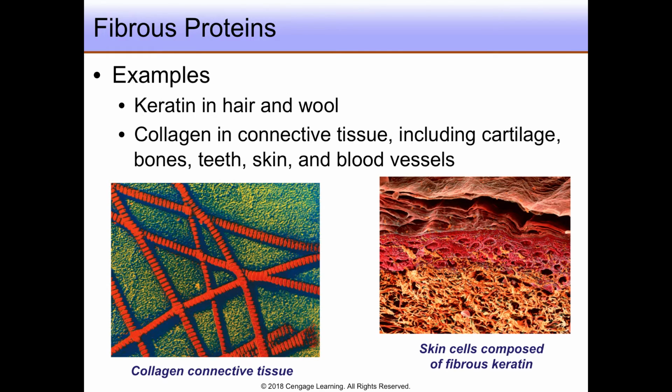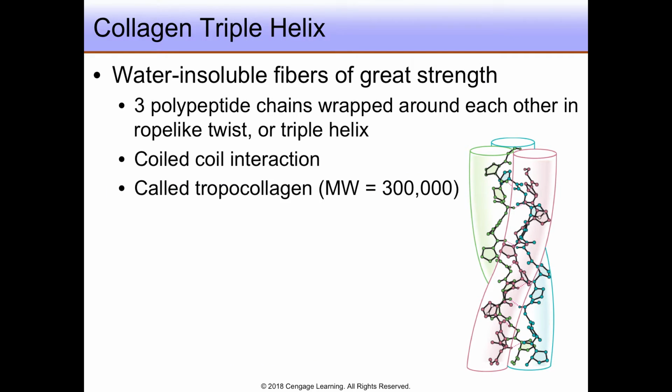Examples of fibrous proteins include keratin protein, that is a part of hair and wool and skin. Collagen is a fibrous protein that is part of the connective tissue of bones, teeth, and skin. In the figure on the left, you can readily see the extensive network of long collagen fibers. If we look more closely at the structure of collagen, we find that there are three polypeptide chains wrapped around each other in a rope-like twist. This is a coiled-coil interaction resulting from multiple van der Waals interactions. It is known as tropocollagen, with a rather sizable molecular mass.